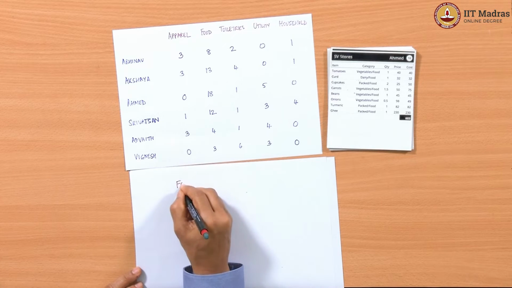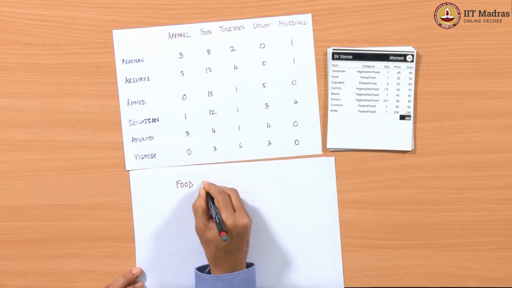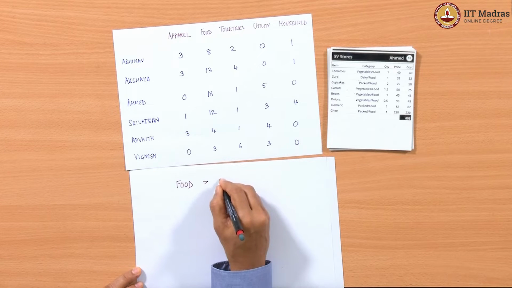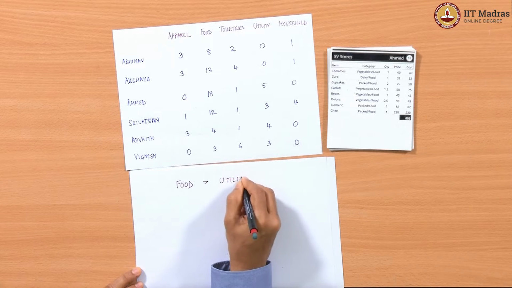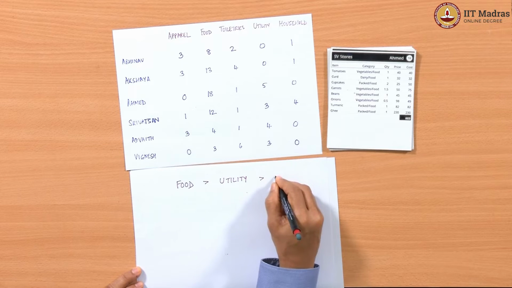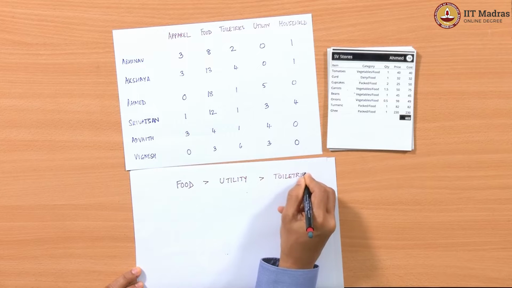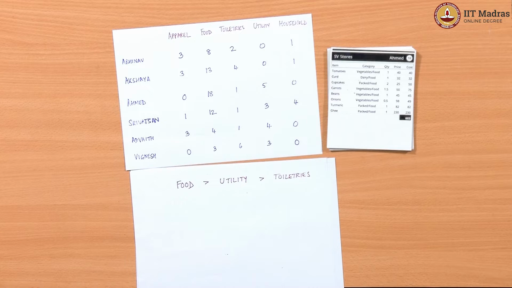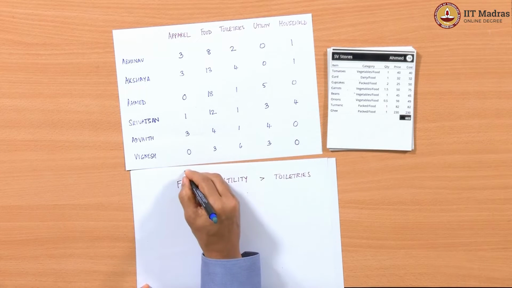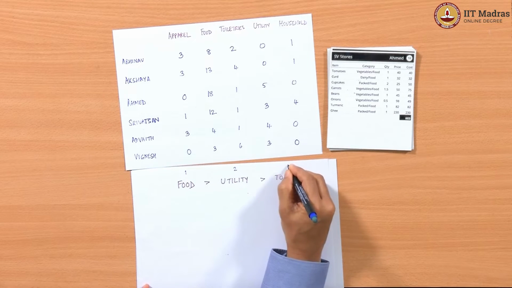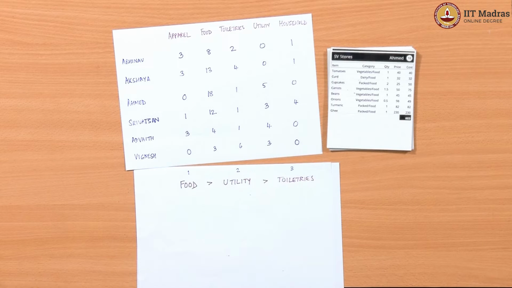So you want to ask something like, if somebody's food is bigger than utility, bigger than toiletries, these are the top 3 things that they bought. So this is number 1, number 2, number 3. It's not just greater than, but they are the top 3 category items that this person has. Who is this person? Does this uniquely identify the customer?